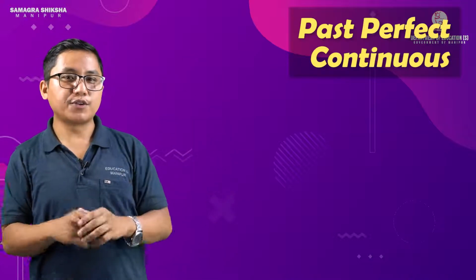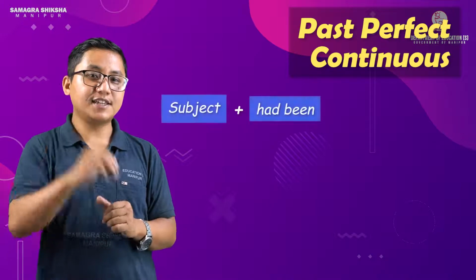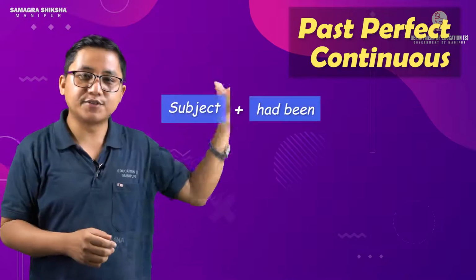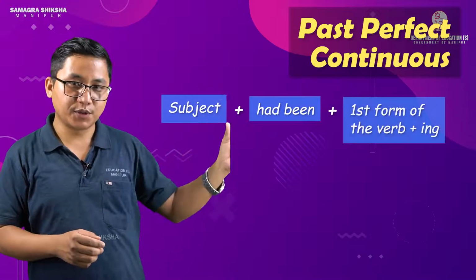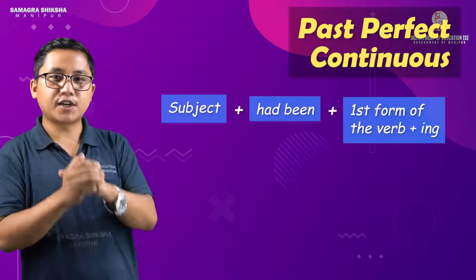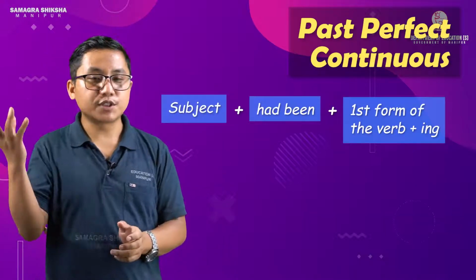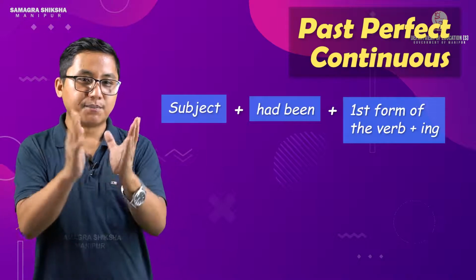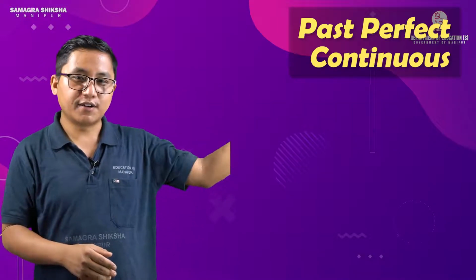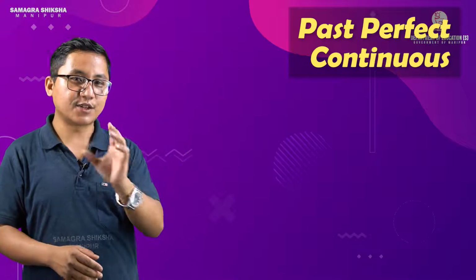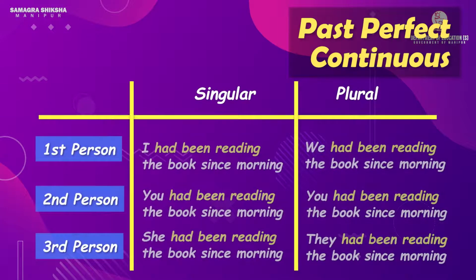Perfect, we are using had and we are using a new word, been. Then we are using the verb with an ing form, continuing form, since it is continuous. So, past perfect continuous. I had been reading the book since morning. In this sentence, look at the verb, reading with an ing, and we are using had been before reading. So you understand the basic structure.